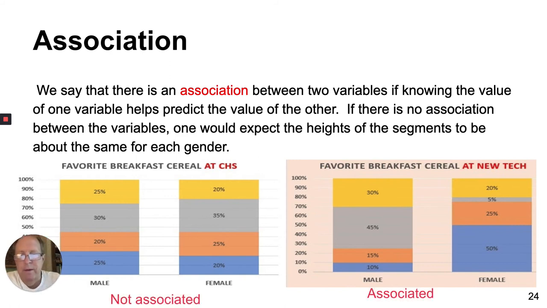So we say that the data for Capel High School is not associated because these two stacked bar graphs look pretty similar. Whereas for the data for New Tech, there is an association between these two variables because there are some significant differences in the heights of each of these blocks in the columns. Association. You will be required to know this. This is a favorite topic, so make sure you understand the concept of association between two variables.